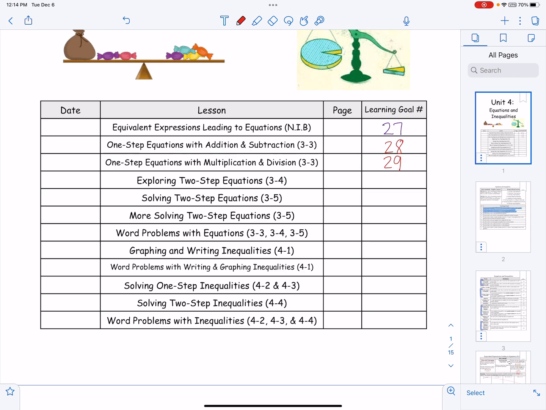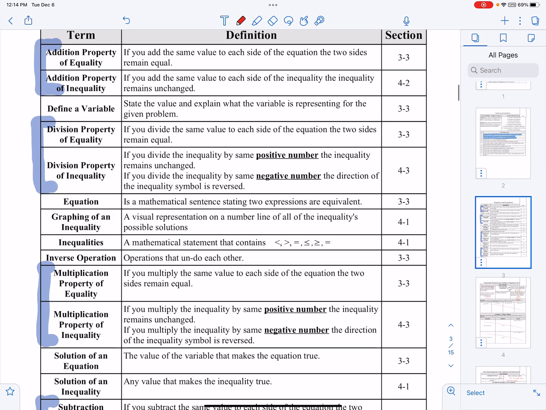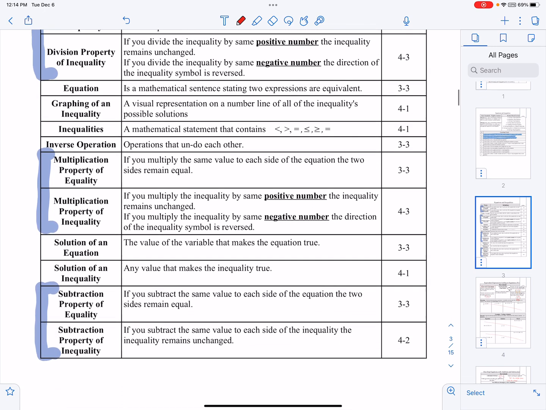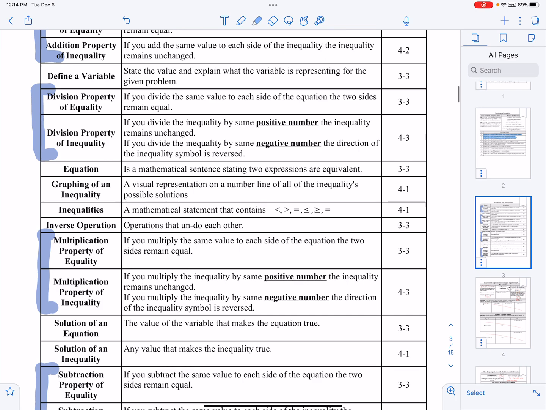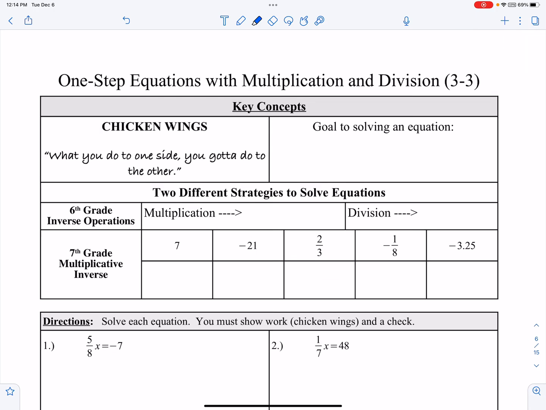Okay, all right, and we'll go ahead down to our vocab here. Today we're going to be working on the multiplication and division properties. If you take a look, it says that with the division property, if you divide the same value to each side, the sides remain equal. Same thing with multiplication. Multiply to each side, the sides remain equal. And so let's take a look at that property and solve these out.